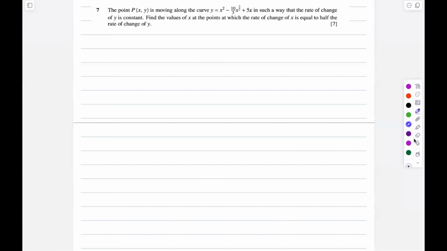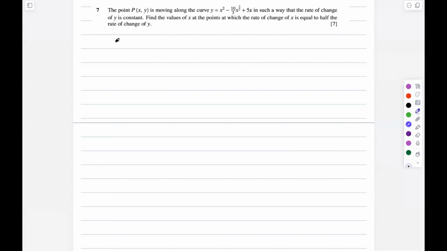In question number 7, the point P (x, y) is moving along the curve y equals x squared minus 10 upon 3 x to the power 3 upon 2 plus 5x in such a way that the rate of change of y is constant. We have to find the values of x at the points at which the rate of change of x is equal to half the rate of change of y.